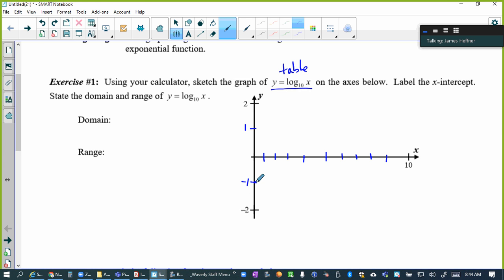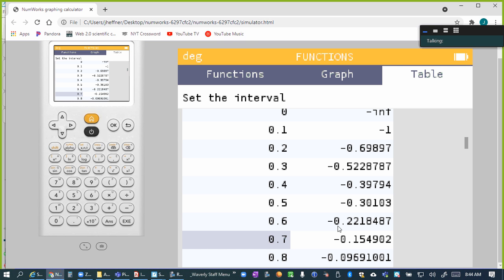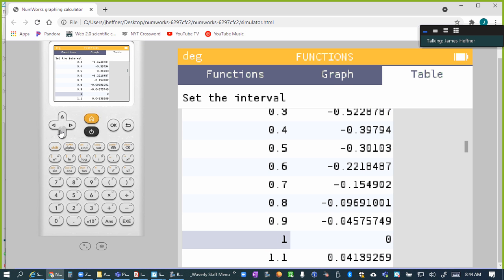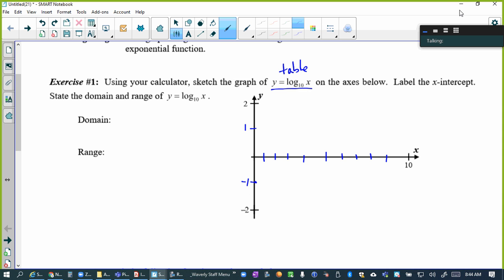Let's see if we can find any other integer values that we can plot. Let's go back to our table. Let's scroll down. We've got a bunch of these decimals here. Let's see what we have. Okay, there's a nice one. At x of 1, we have a 0. Let's put these in here. So when x is 1, we are at 0. There's another point.